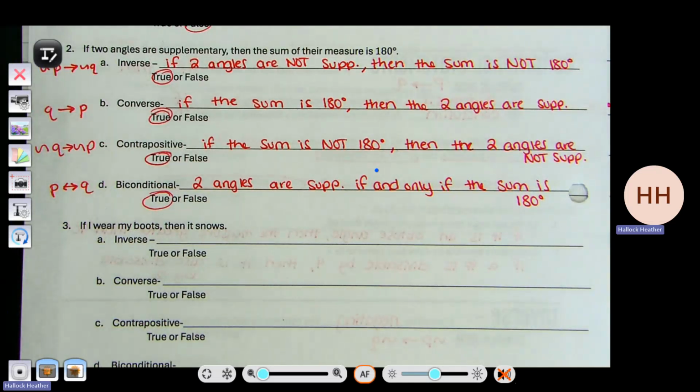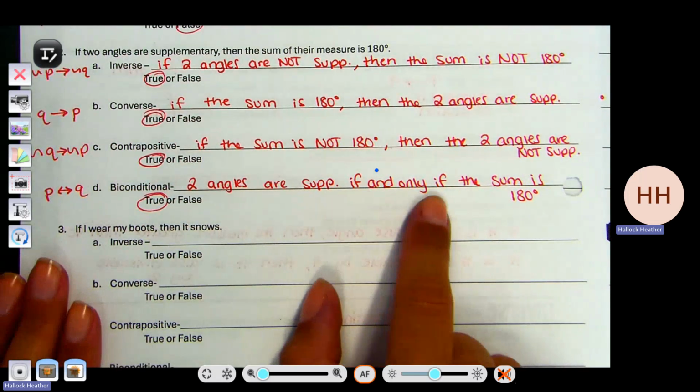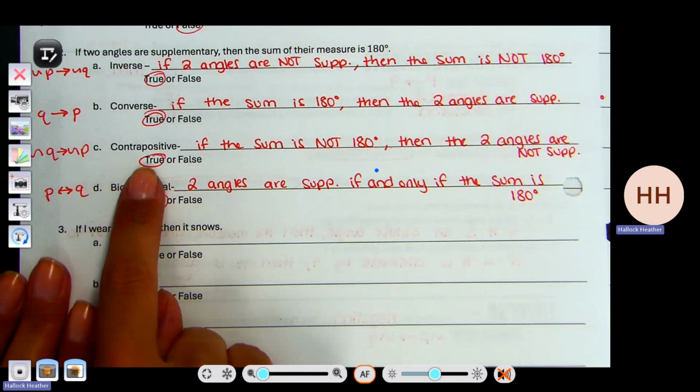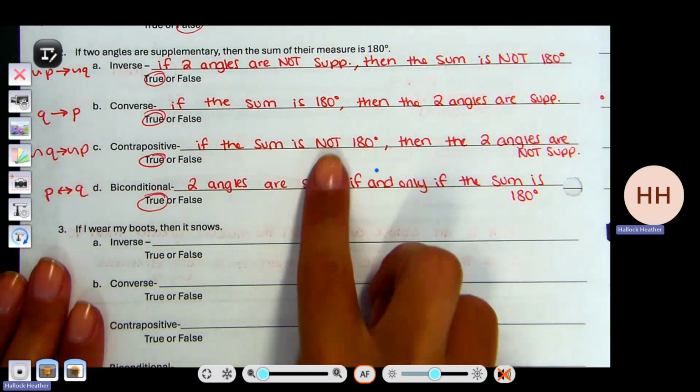So the contrapositive is if the sum is not 180, then the two angles are not supplementary. That's a true statement. The biconditional says two angles are supplementary if and only if the sum is 180, which is also true. Doesn't obviously have to be exactly like that. The key is biconditional uses this saying if and only if. Contrapositive, you're flipping it and you're making it negative.